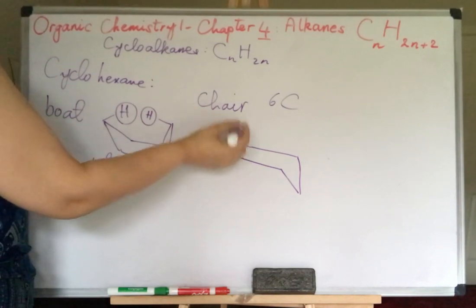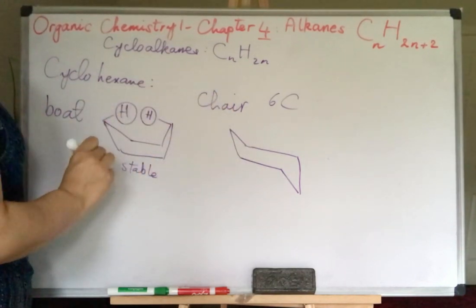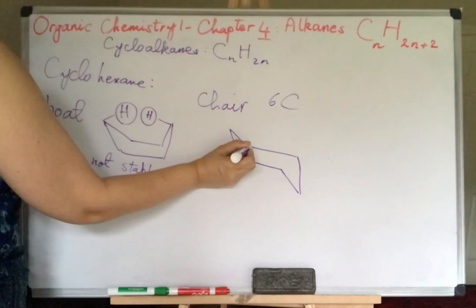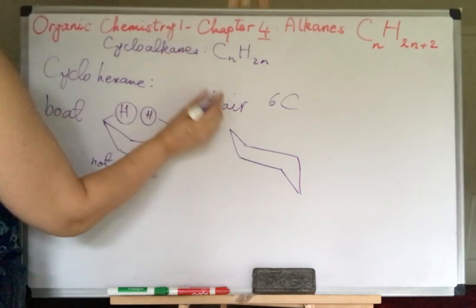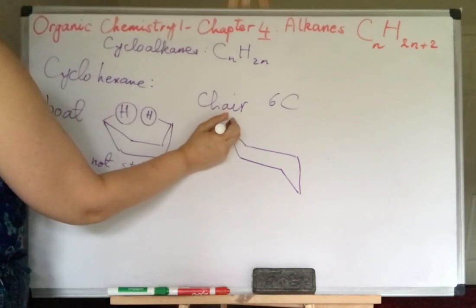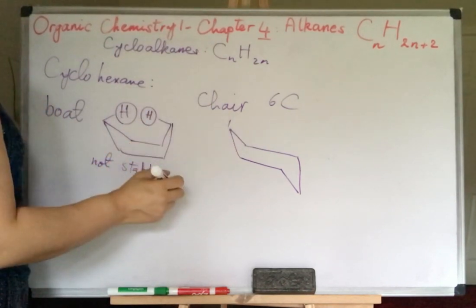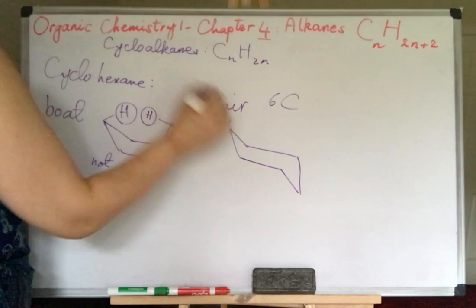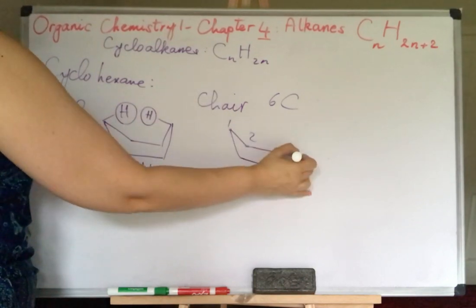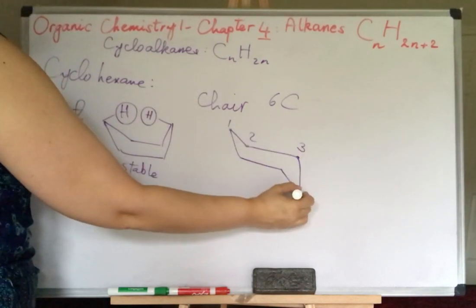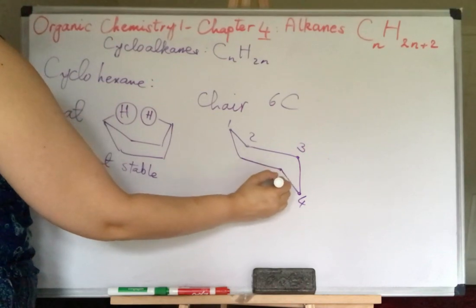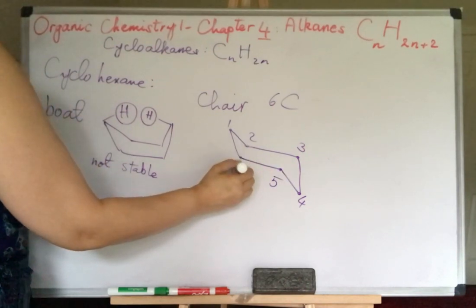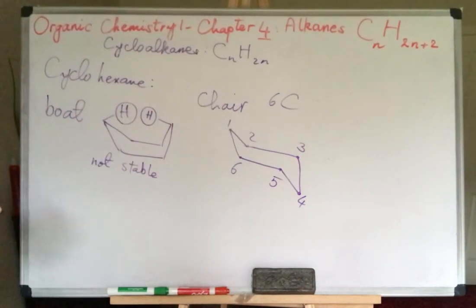You can number any of these carbons as carbon number 1, but since this is the skeletal structure, you do not see the hydrogens. So let's start from here. This would be your carbon number 1. This would be carbon number 2, carbon number 3, carbon number 4, carbon number 5, and carbon number 6, because we need 6 carbons in the cyclohexane chair.